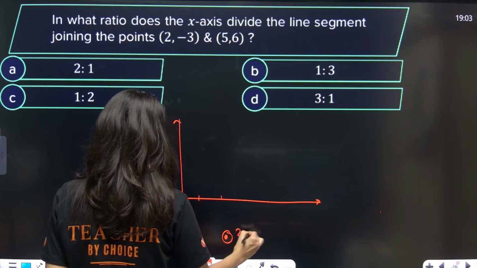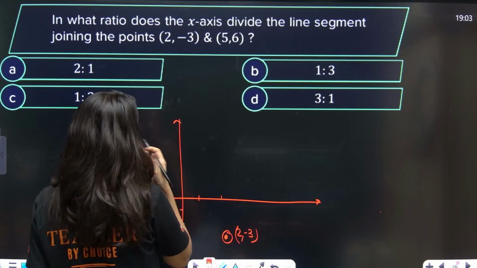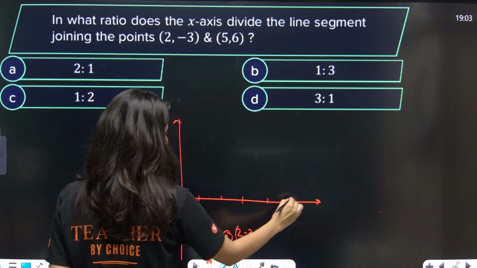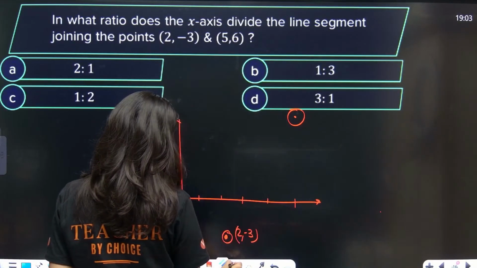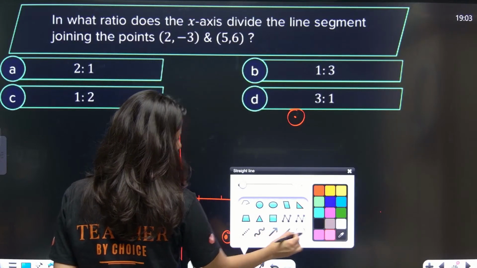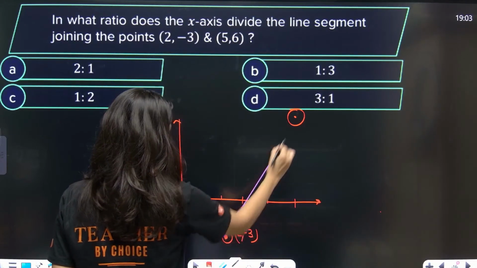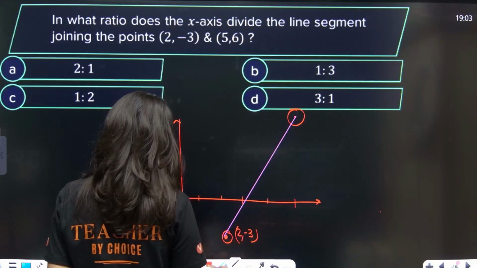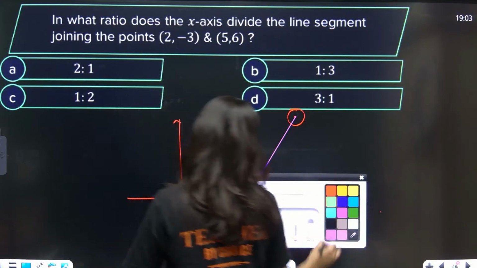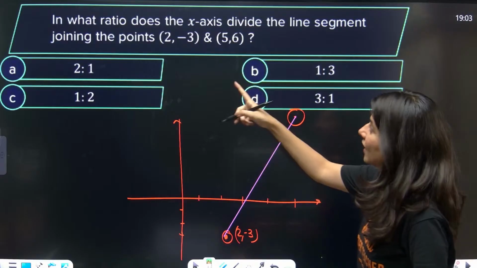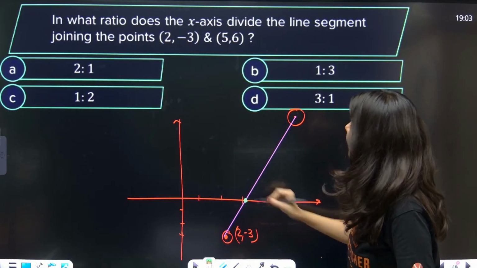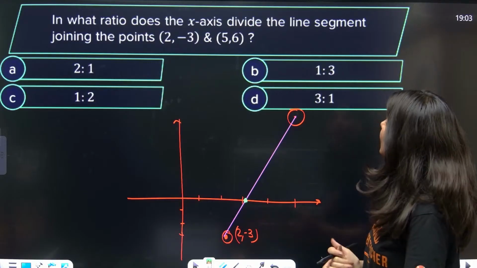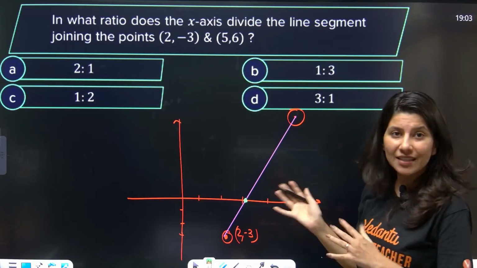Okay, 2 comma minus 3 and 5 comma 6. 1, 2, 3, 4, 5. 5 comma 6 will lie over here. And if I just draw a line over here, it will look like this. And as per the question, what they are saying is, in what ratio does the x-axis divide the line segment joining these 2 points, okay?